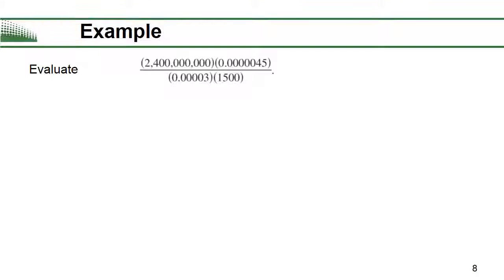Here's an example. You need to use scientific notation to evaluate this. Try this problem for yourself, pause the recording, give it a try, and then resume recording for the answer.